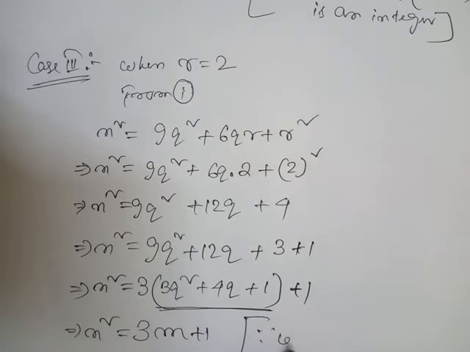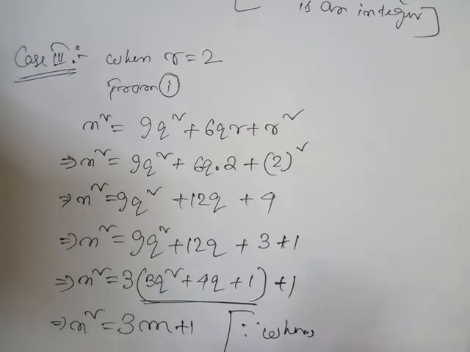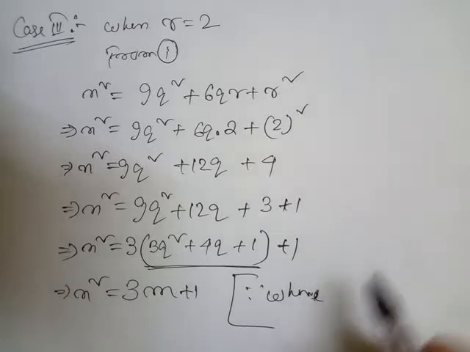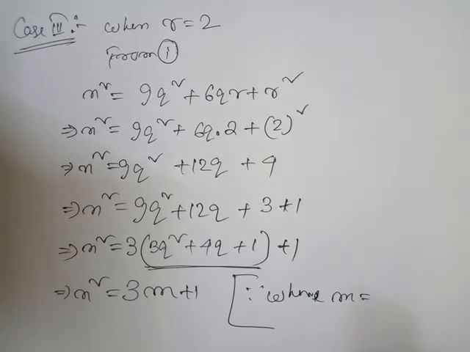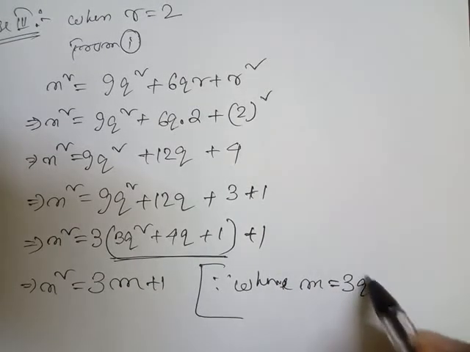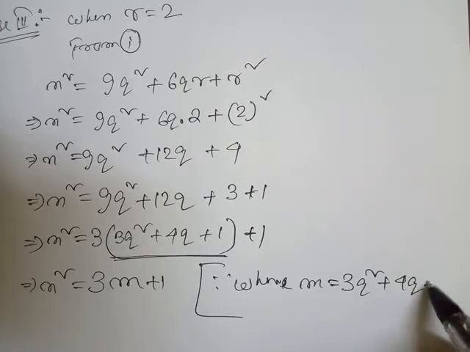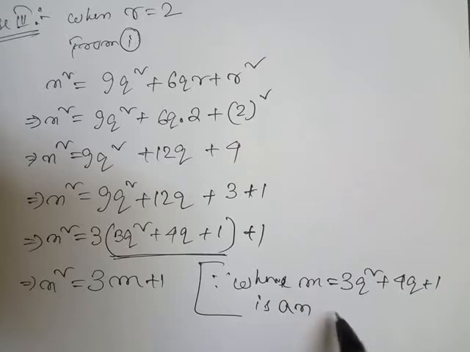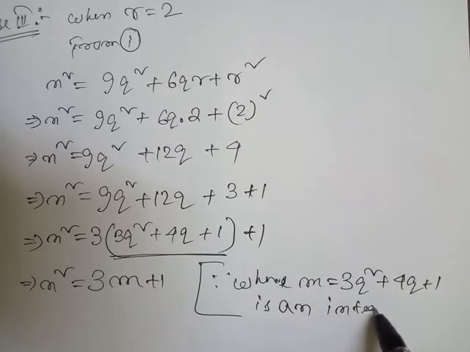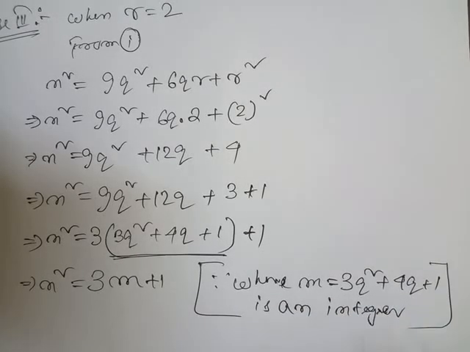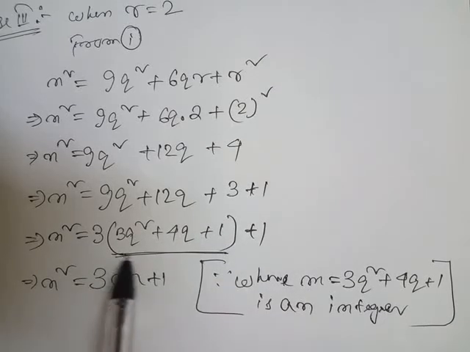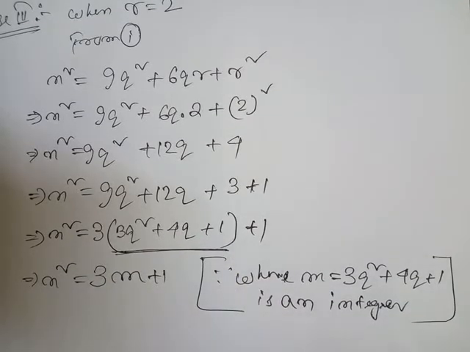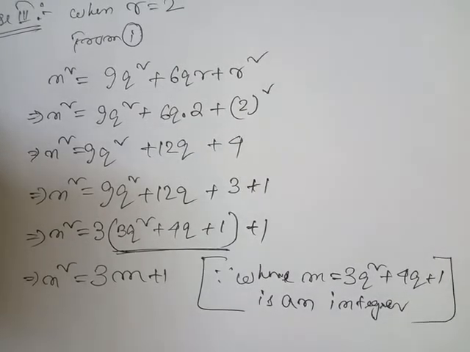We'll write here that m equal to 3q square plus 4q plus 1 is an integer. Now look here, in this place this value equal to m plus 1. So our third case is also satisfied.